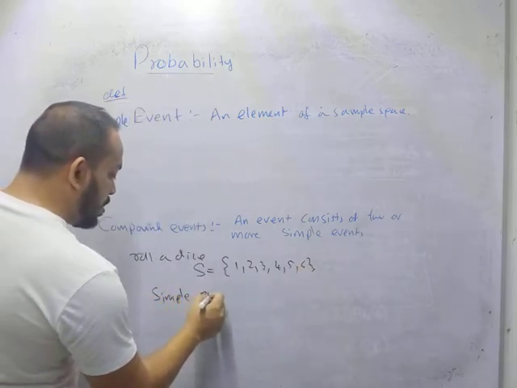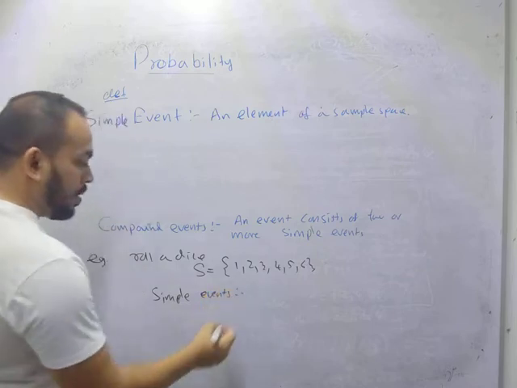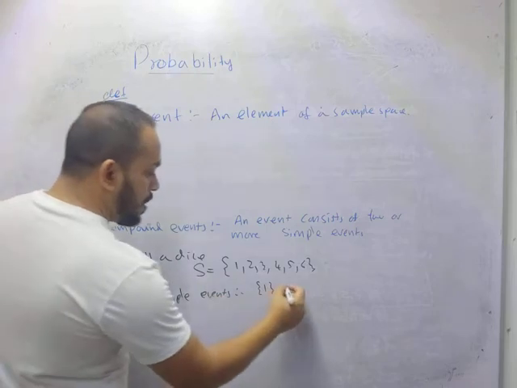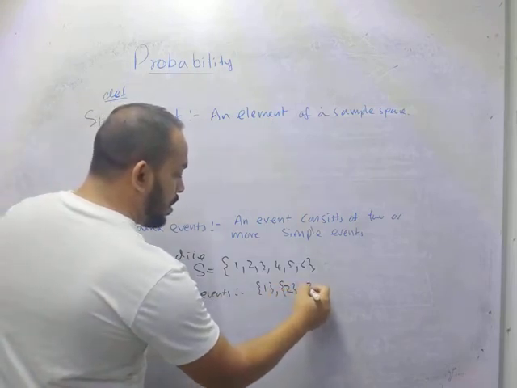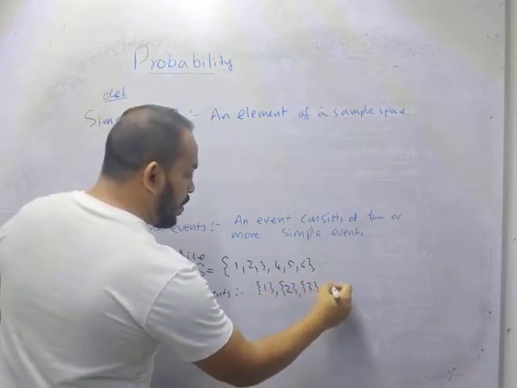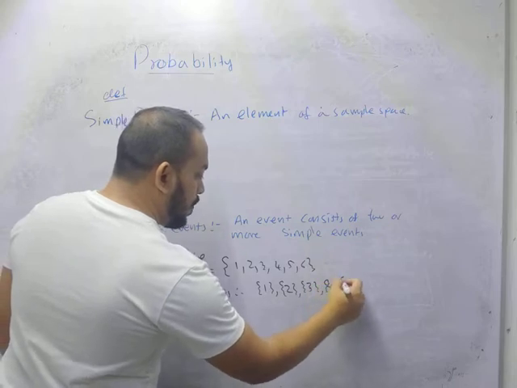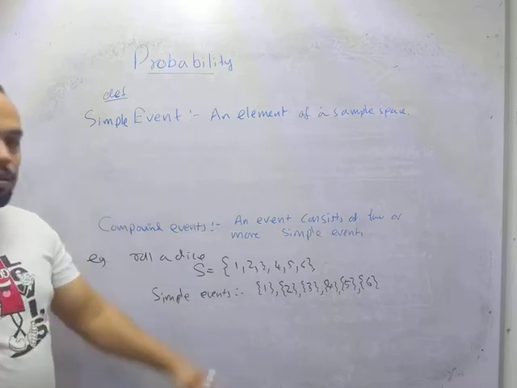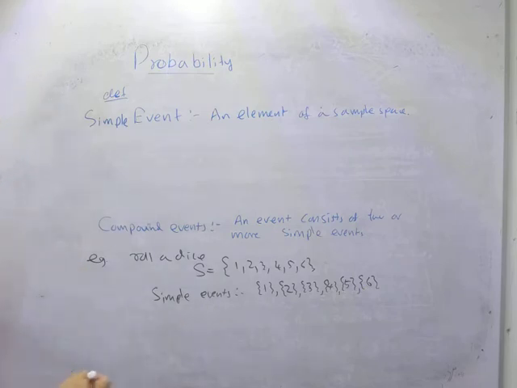These are simple events. 1 is a simple event. That is an element of the sample space. 2 is a simple event. 3 is a simple event. 4 is a simple event. 5 is a simple event. And 6 is a simple event. So there are 6 simple events.